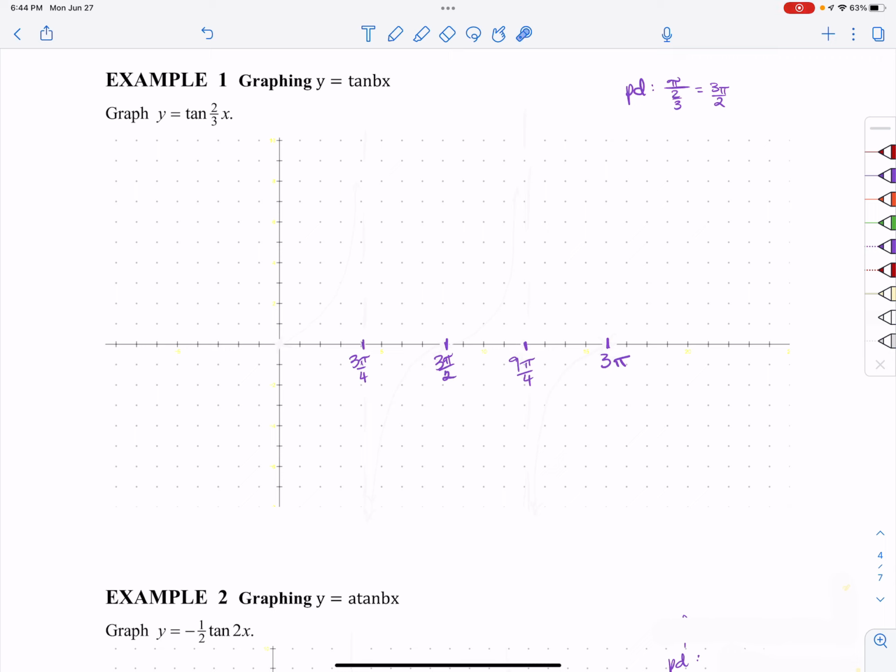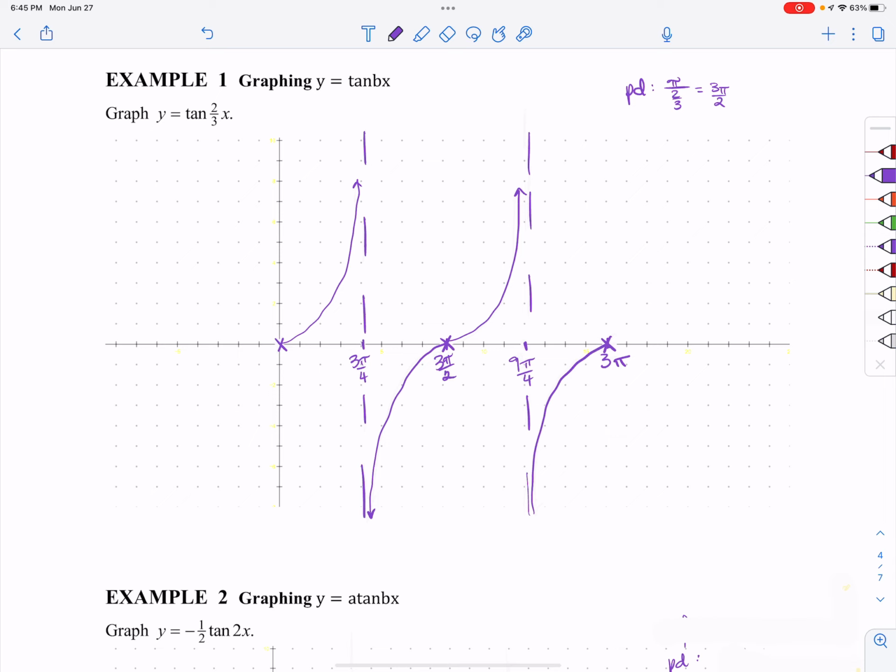This is a tangent. So that means that my asymptotes are going to occur at the quarters. And my x-intercepts are going to occur at the beginning, middle, and ending. And tangent is one of those graphs that goes uphill. It's increasing. Usually, like I said, you're asked to graph 2 full periods. So those 2 are identical. And there's the rest of the first period, and then I'm going to duplicate that for my second period.